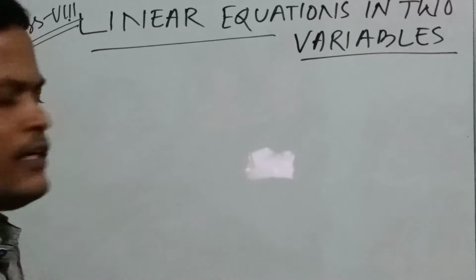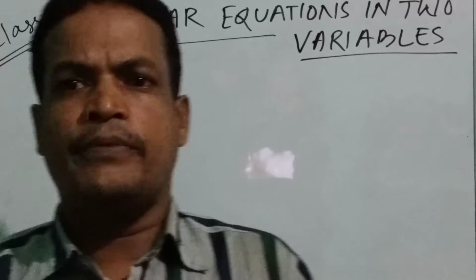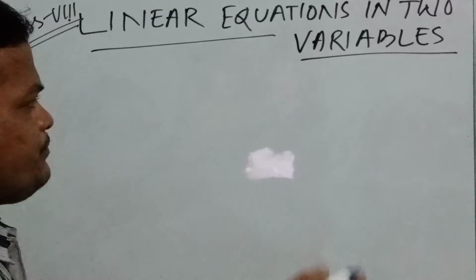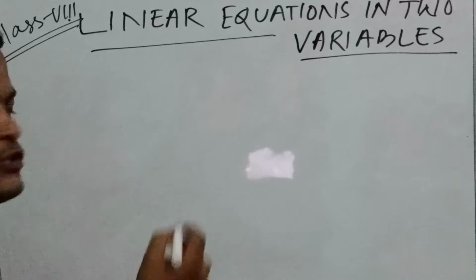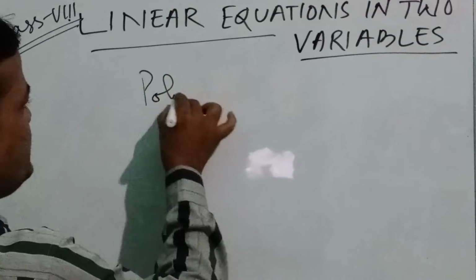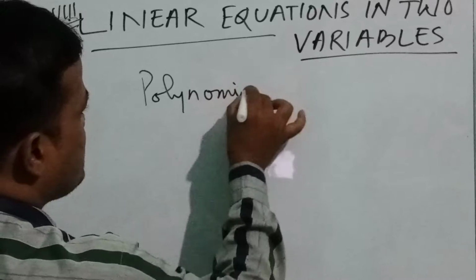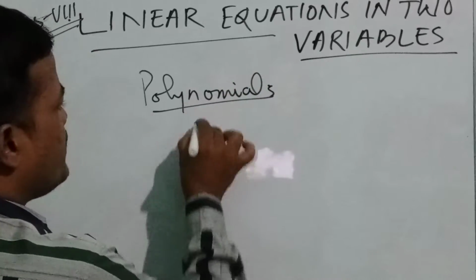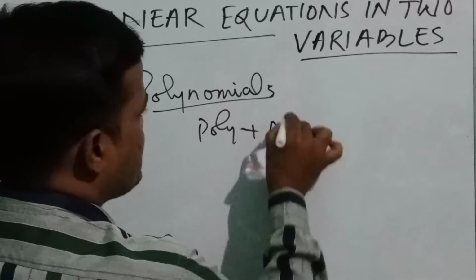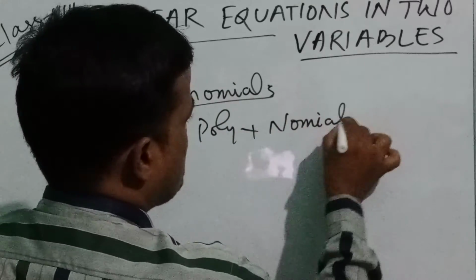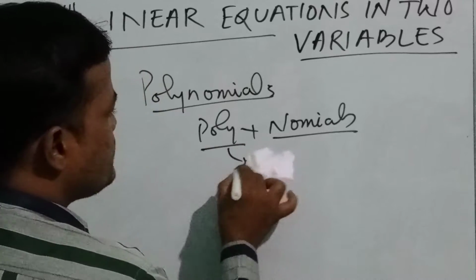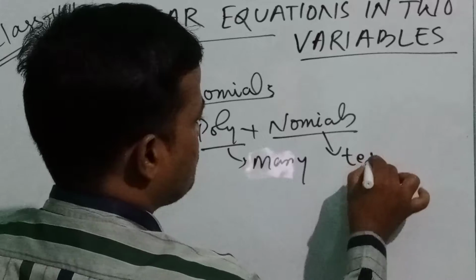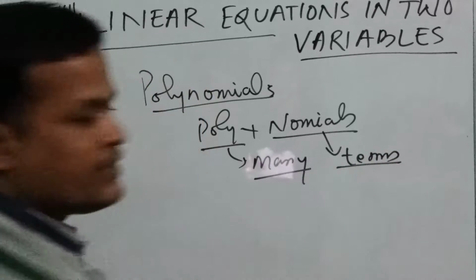First, before going to that, let us go back to what we have been taught in class 7. That is, what are polynomials? Polynomials means poly plus nomials. Poly means many, and nomials means terms. Having many terms is called a polynomial.